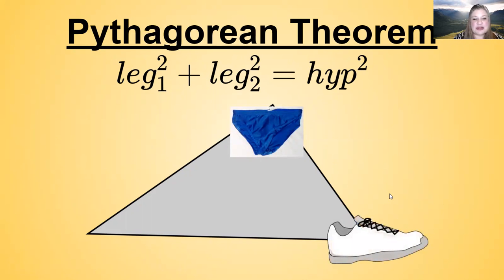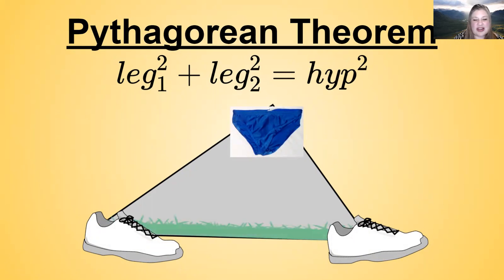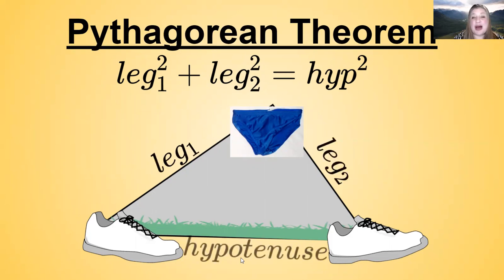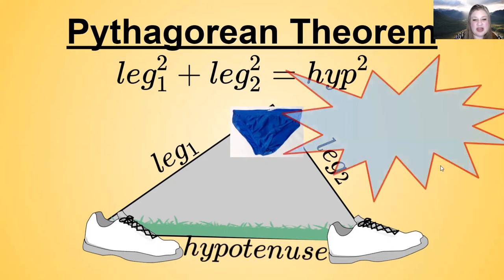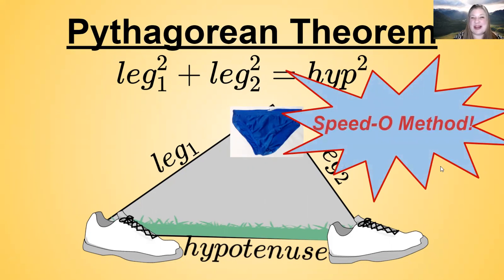All right, then we're going to put some shoes on the feet down here, and we're going to pretend we're going to take a nice stroll through the park. So let's have some grass to walk on. And now that you have this, it is much easier to visualize where the legs of the triangle would go. Here's one of the legs, here's the other, and that leaves the hypotenuse at the bottom across the grass. The hypotenuse will always be across from the right angle of the right triangle. We call this the Speedo method.